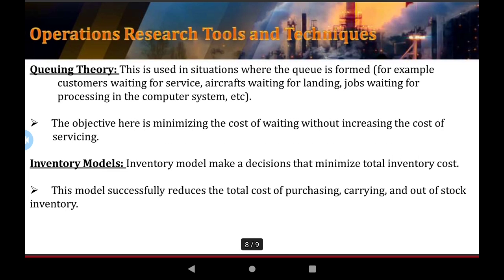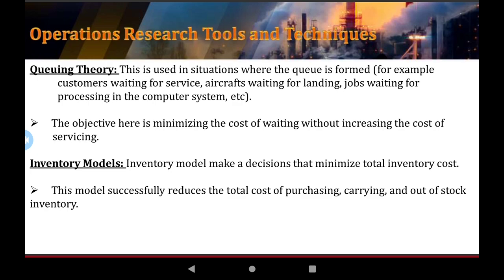Operation research tools and techniques. Some of the techniques used are queue theory. Okay, queue theory is given in operation research. Queue theory is also one of the techniques given for the managers in various situations. हमें सभी सिचुएशन को समझने के लिए क्यू थ्योरी की, the queue theory is the performance through examples.